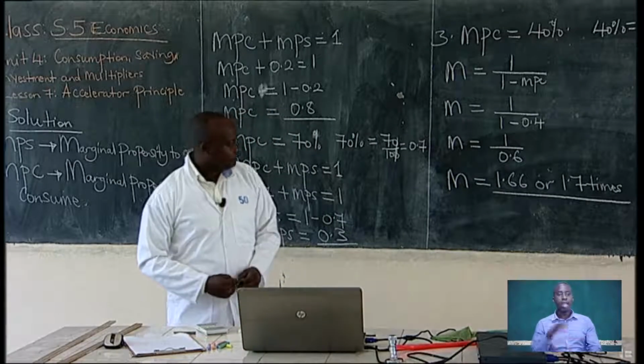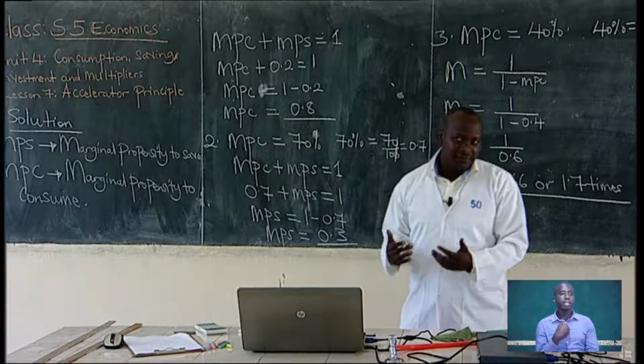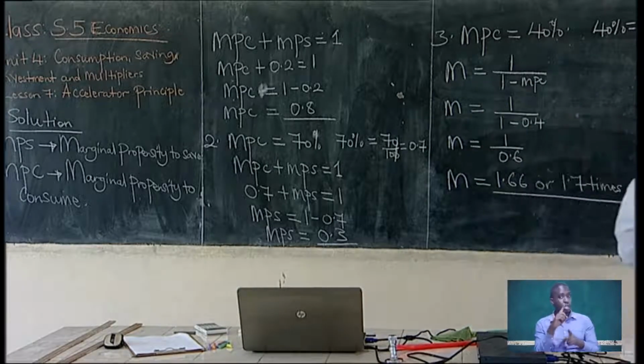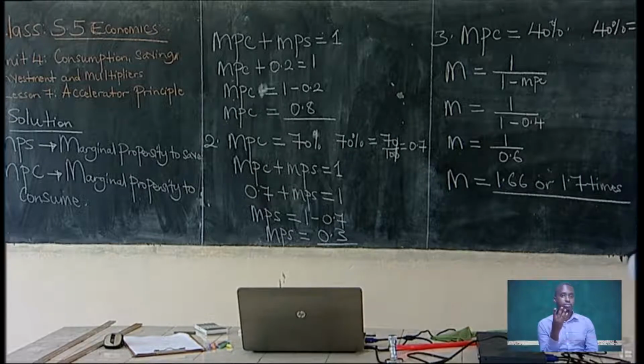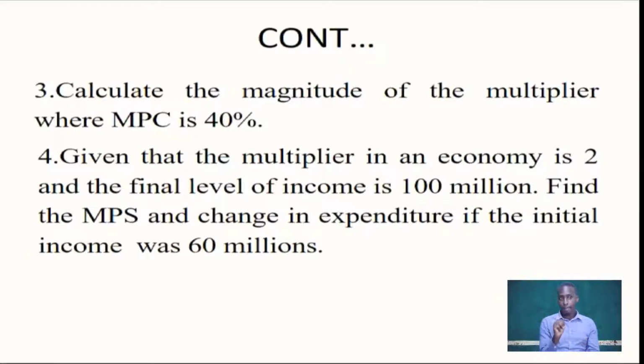The last question, which is question 4, and I want you to be attentive and follow. This is a tricky question. Question 4: given that the multiplier in an economy is 2, and the final level of income is 100 million, find the MPS and change in expenditure if the initial income was 60 million.